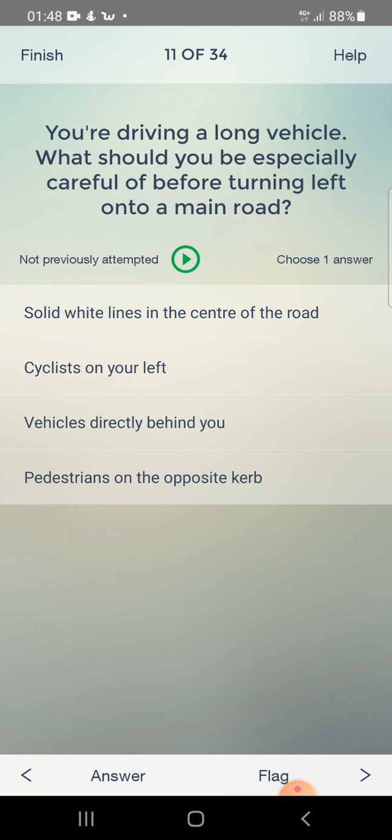You are driving a long vehicle. What should you be especially careful of before turning left onto a main road? Solid white lines in the center of the road. Cyclist on your left. Cyclist on your left. Second.